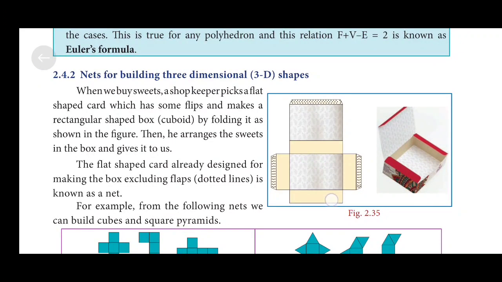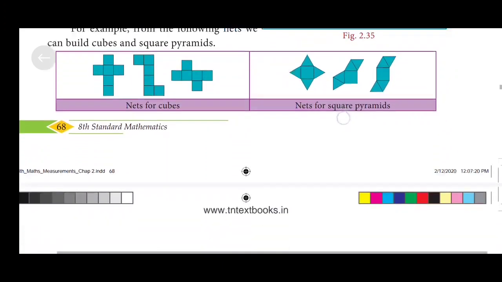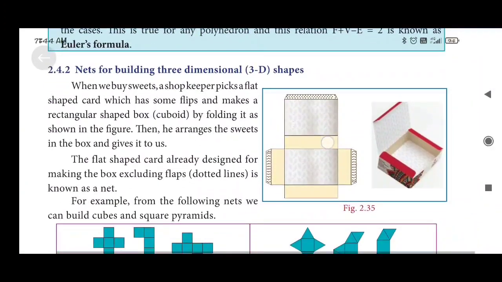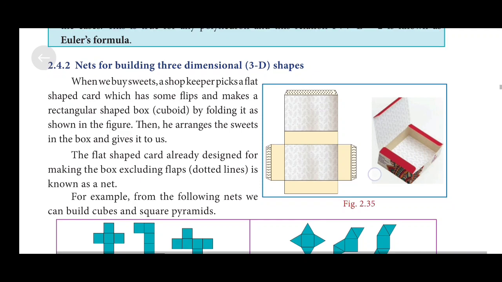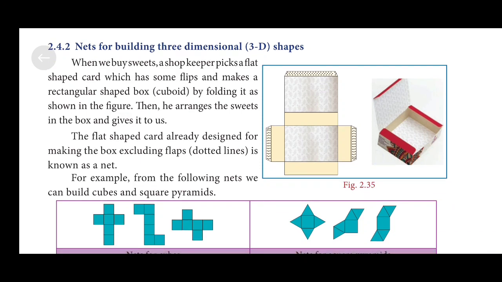Then nets for building three-dimensional 3D shapes. Okay, so here how to build a three-dimensional shape is given. The flat shape cut out for making the box, excluding flaps and dotted lines, is known as a net. Okay, so these are the boxes for three-dimensional shape examples.